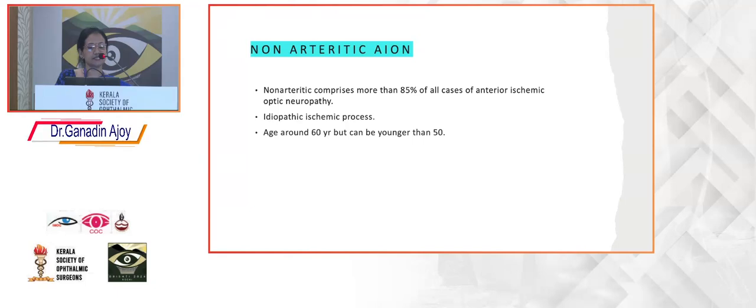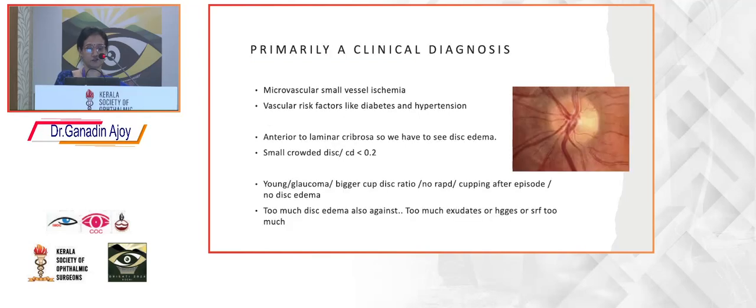This is non-arteritic AION. This is greater than 85% of all cases. It is an idiopathic process, around 60 years, but can be younger than 50. Primarily a clinical diagnosis. Anterior to the lamina cribrosa, so we have to see disc edema, and it occurs in a small crowded disc or disc at risk. If the patient is very young, has glaucoma, has a bigger cup disc ratio, there is no RAPD, there is cupping after an episode, and there is no disc edema, it cannot be NAION. Look for another cause. If there is too much of everything, that is disc edema or exudates or hemorrhages or even fluid, it is not NAION.